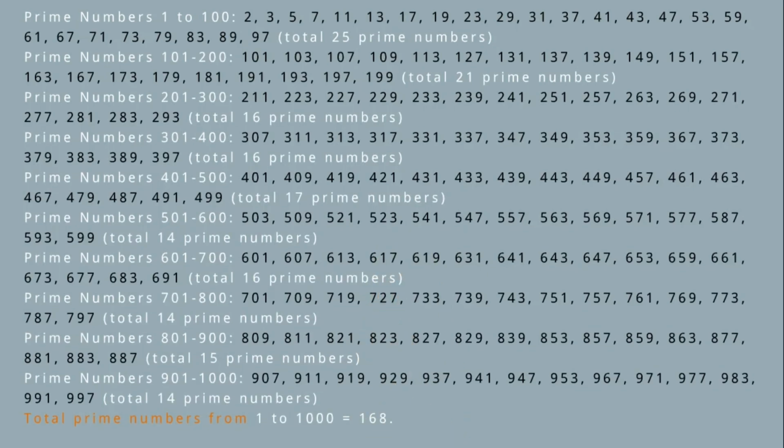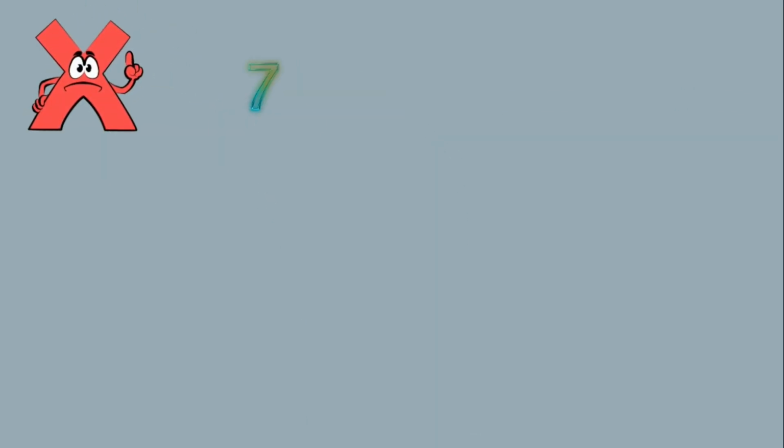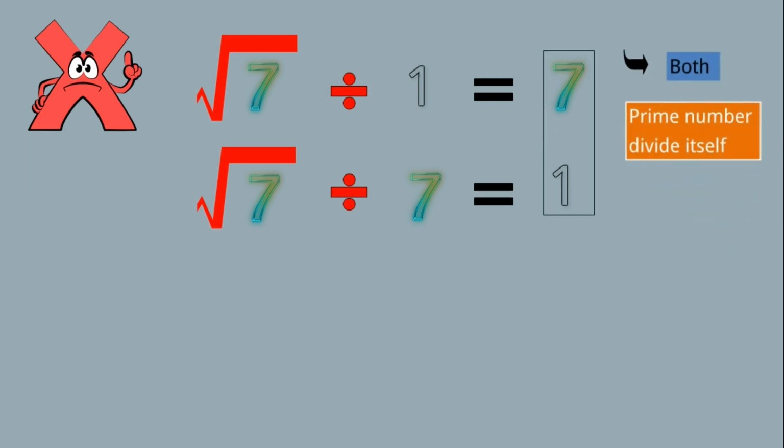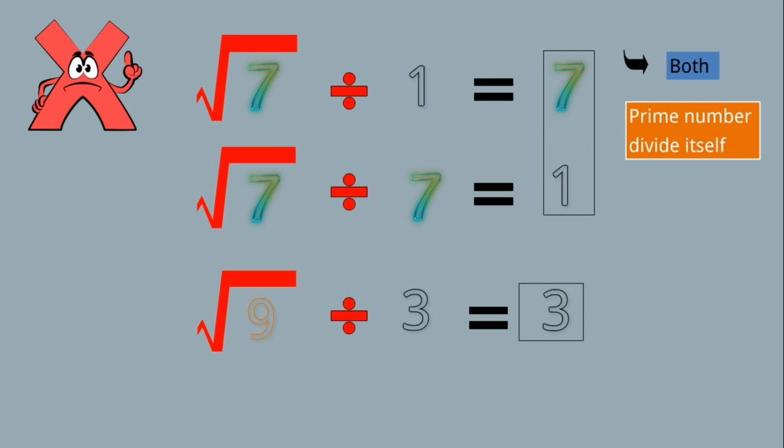For instance, the number 7 cannot be divided by any number other than 1 and itself and produce a whole number, so it's a prime number. 7 divided by 1 is 7, and 7 divided by 7 is 1, which are both whole numbers. But any other number will result in a decimal number. Whereas 9 can be divided by 3, which equals a whole number, and therefore it's not a prime number.